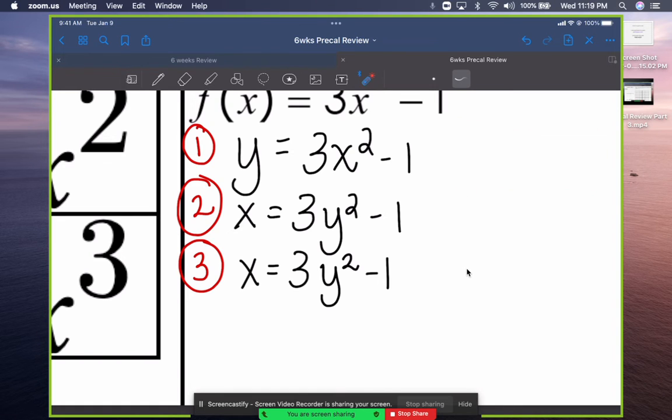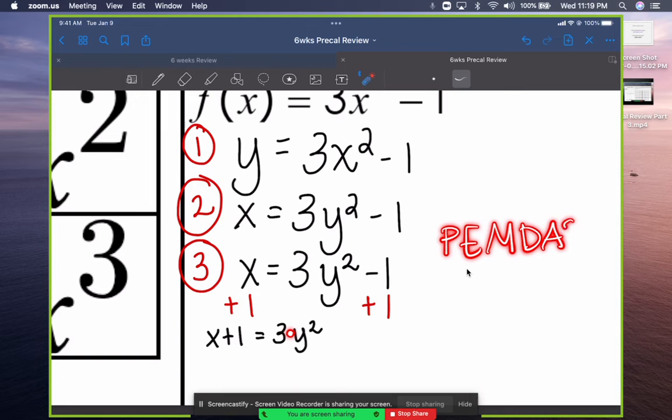So start with any addition or subtraction. I have some subtraction here. So I'm going to go ahead and add 1 on both sides. I'll get x plus 1 equals 3y squared. Okay. Next, I have some multiplication here. So if I was looking at reverse PEMDAS, I cannot touch the exponent until I've already gotten rid of any multiplication or division. Okay, so here I'm going to go ahead and divide both sides by 3.